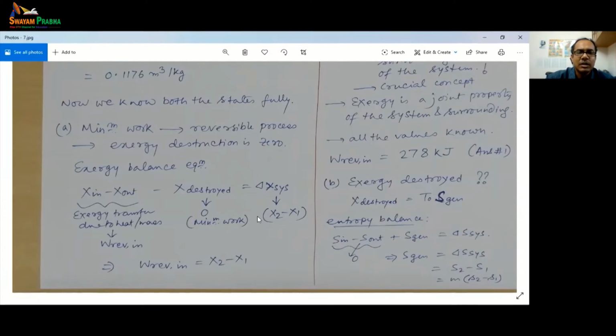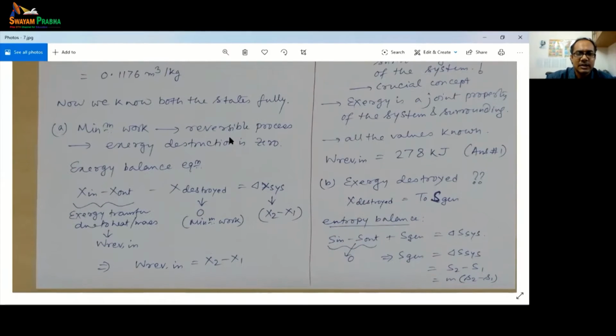For minimum work, we already said the exergy destruction will be 0, so this term does not appear. And for the exergy transfer due to mass and heat, here it is insulated, so no heat interaction. The only work interaction is the reversible work input. Whatever the value is, we don't know, so that reversible work input is unknown, and that would be equal to X2 minus X1, the change in exergy of the system.